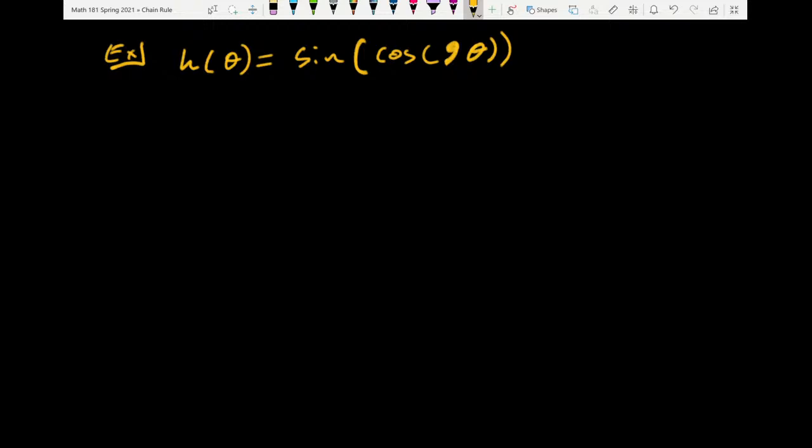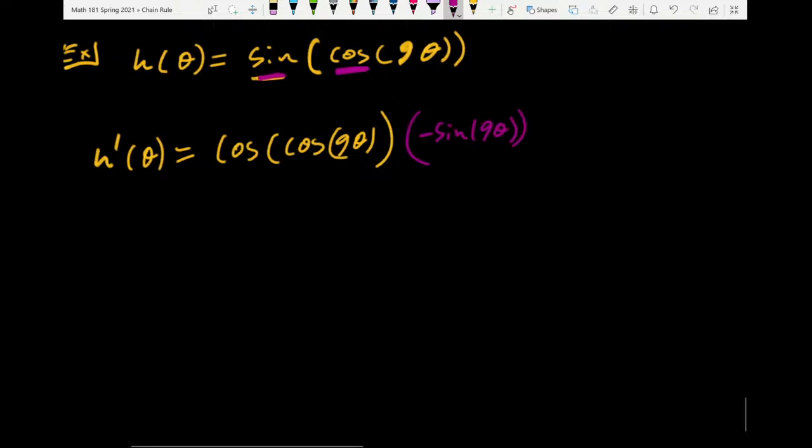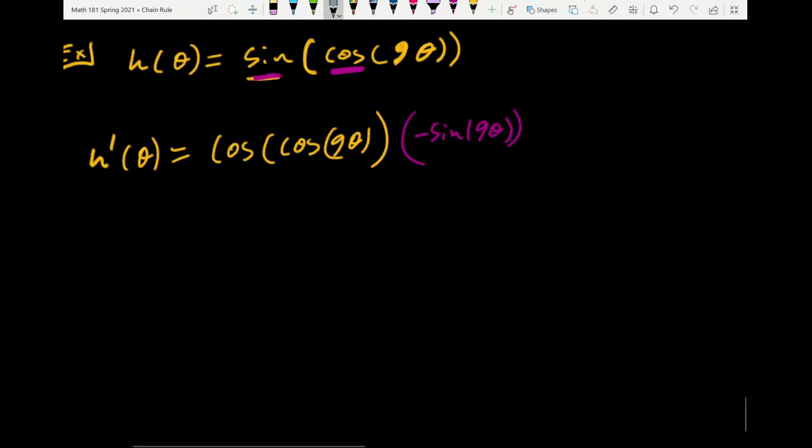Okay, so this is a chain rule within a chain rule. So the derivative of the outside, the derivative of sine, is what? Cosine of 9 theta. So we did the first outside. The next one, now we go to the derivative of the inside. What's the derivative of cosine? Again, it's a chain rule. It will be negative sine of 9 theta. And then the last one inside that, the derivative of that would be 9.